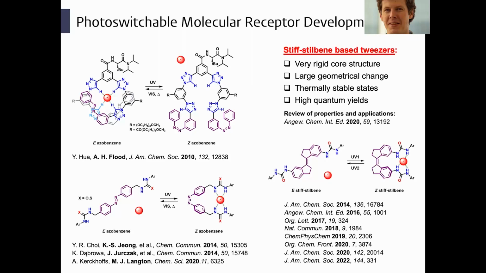In our group, we focus on the use of stiff stilbene switches as the core. And that's because stiff stilbene, as you see here, has a very rigid core structure. It undergoes a very large change in geometry when you switch it. And we think that's very important for creating large differences in binding affinity. And also, in contrast to azobenzene, which normally thermally relaxes from the photogenerated Z isomer to the E isomer, these switches have two thermally very stable states. So that allows us to synthesize them, isolate them independently, and to study their properties separately.